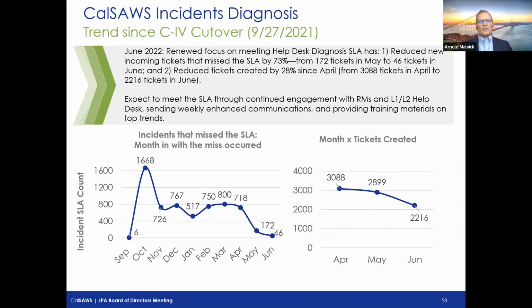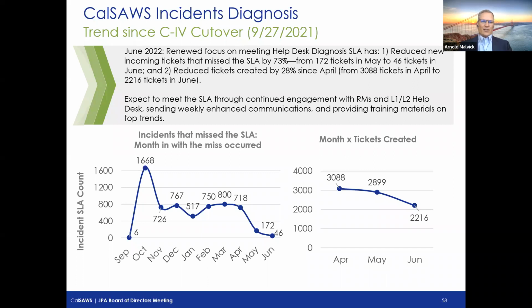All this effort and focus on tickets has had a very positive impact in that the number of tickets being created is decreasing. In the lower right-hand chart, you'll see that we had 3,088 tickets created in April. In June, we had 2,216. So we dropped almost 800 tickets, which is a significant reduction, over 20%. That points towards the fact that the additional communications and focus are reducing the number of questions and issues coming through. So we have a positive trend on the inflow reducing.